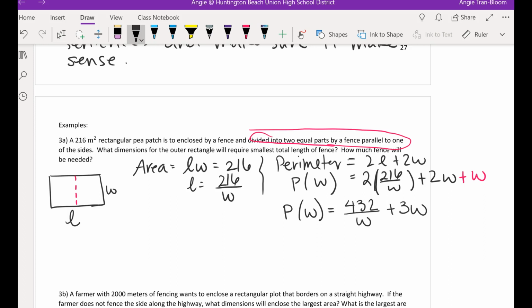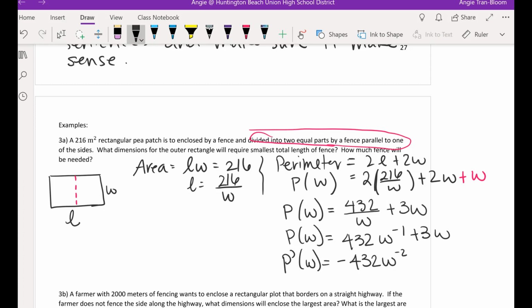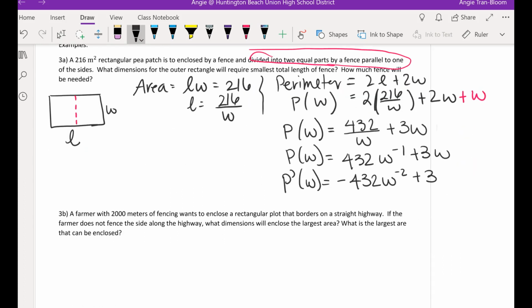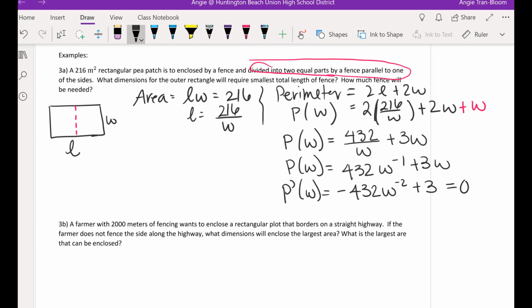I'm about to take the derivative, but before that, I'm going to rewrite perimeter as a negative exponent because that will allow me to solve a little bit easier. Okay, so 432 W to the negative 1 plus 3 times W. So P prime of W is negative 432 W to the negative 2 plus 3. We want to find the critical point, so we are going to set this equal to 0.